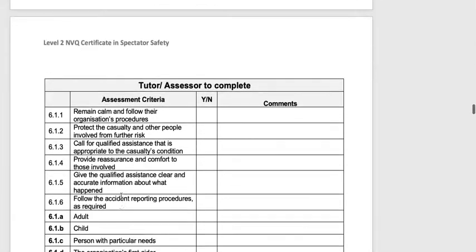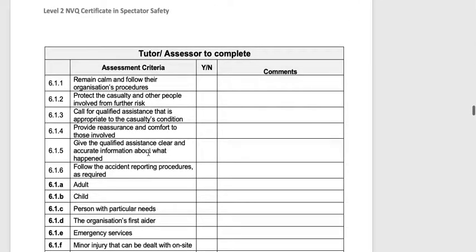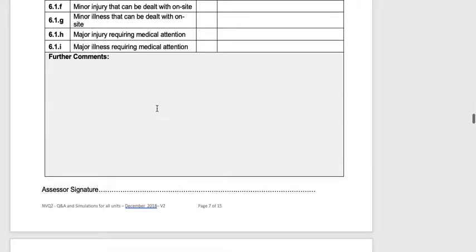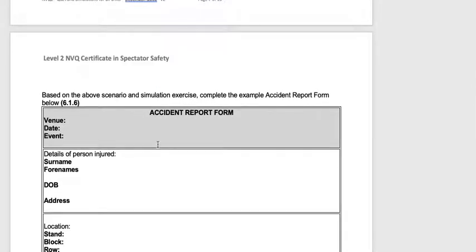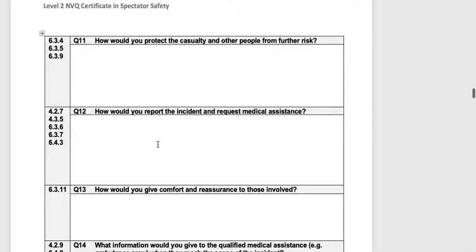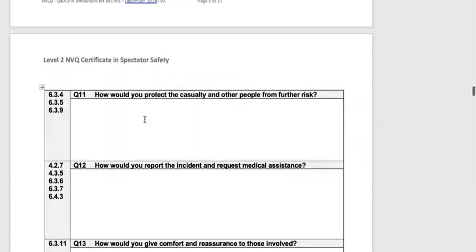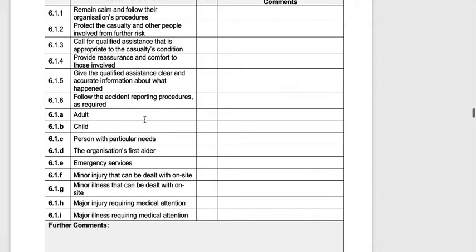Okay. What you also have in here, and you'll find this in unit 2, unit 5 and unit 6, when we do the scenarios, this is what we're going to be looking at. So you do not need to complete this. Okay, that's for us to complete. But what you have got in here is an accident report form. Now, as it says in here, based on the above scenario and simulation exercise. Now, this refers to this one here. Okay, so you are going to write an incident report based upon that incident that you've read.